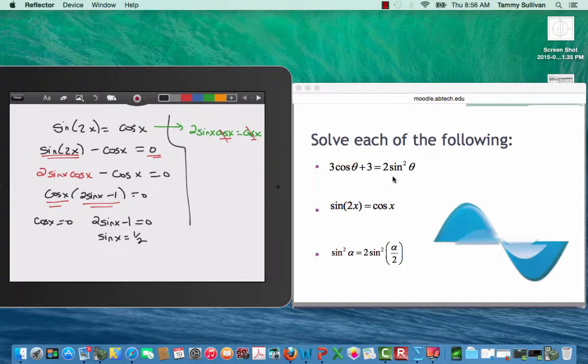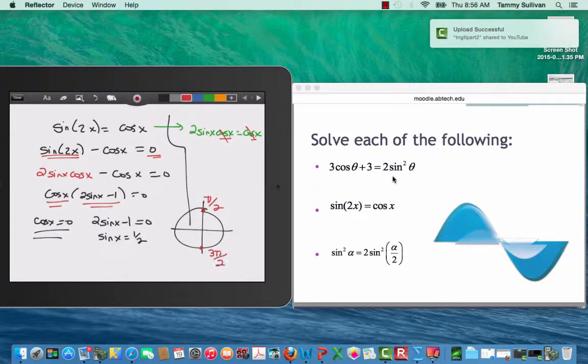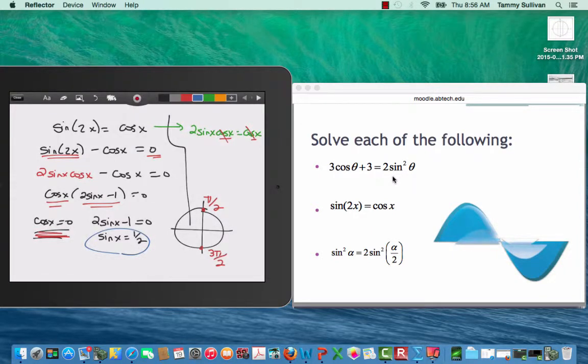So I'm going to look at my unit circle. And cosine is 0 at pi over 2 and 3 pi over 2. And then when is sine a half? Sine is a half at pi over 6 and 5 pi over 6.